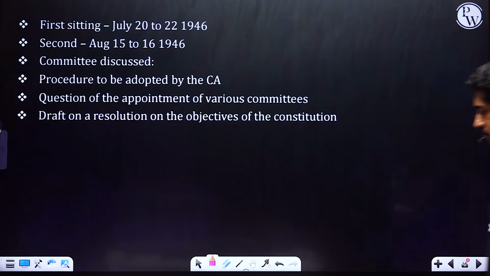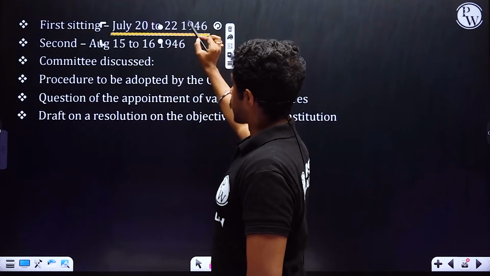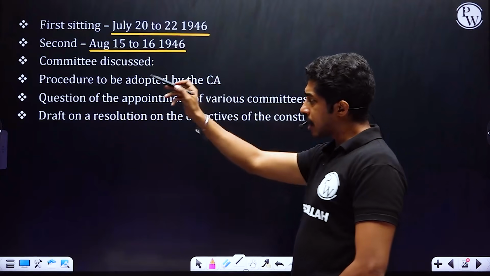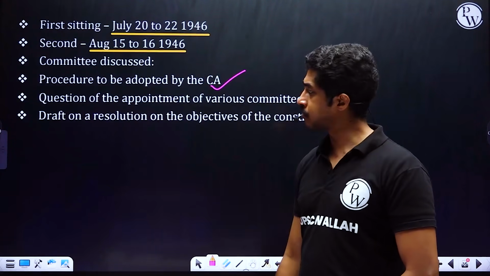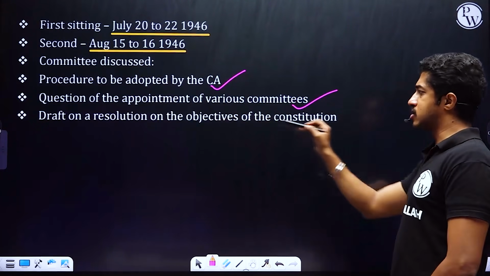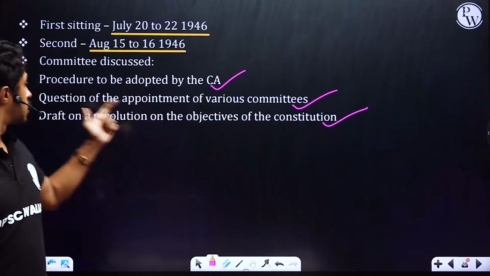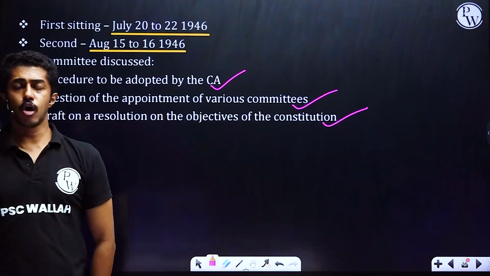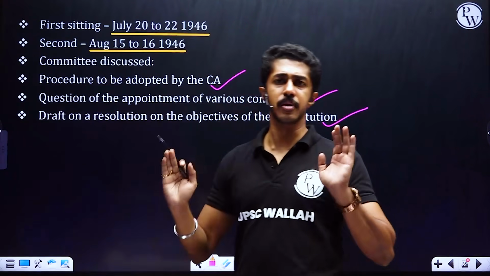The first sitting was from July 22, 1946. The second was from August 15 to 16, 1946. The committee basically discussed the procedure to be adopted by the CA, the question of appointing various committees, and a draft resolution on the objectives of the Constitution. What is the procedure? How to appoint various committees? Then the objectives of the Constitution. Basically, assisting the CA. That is the purpose.